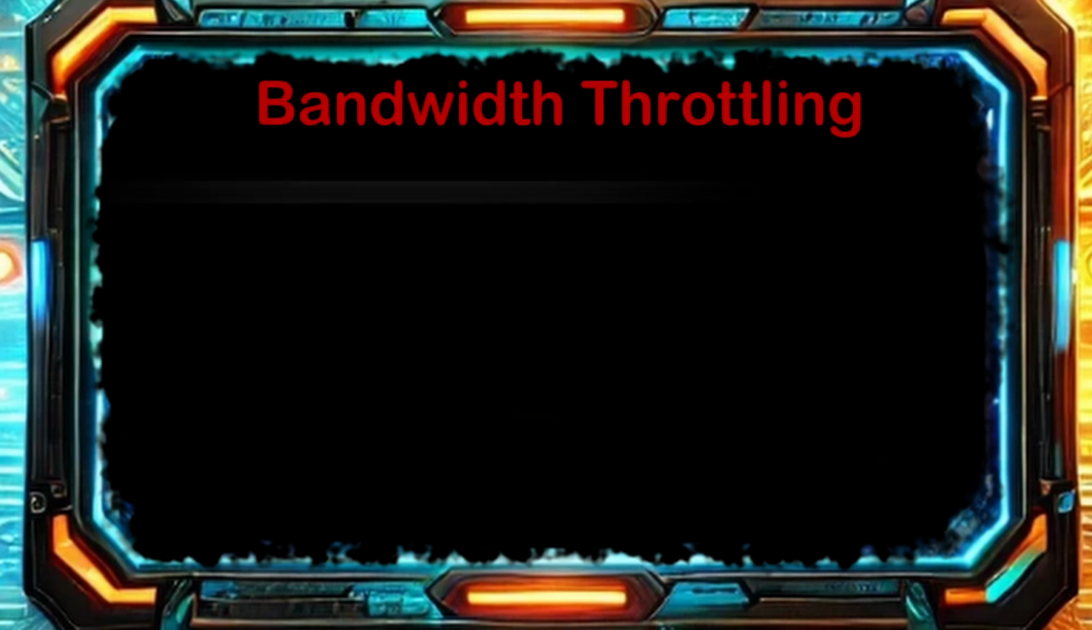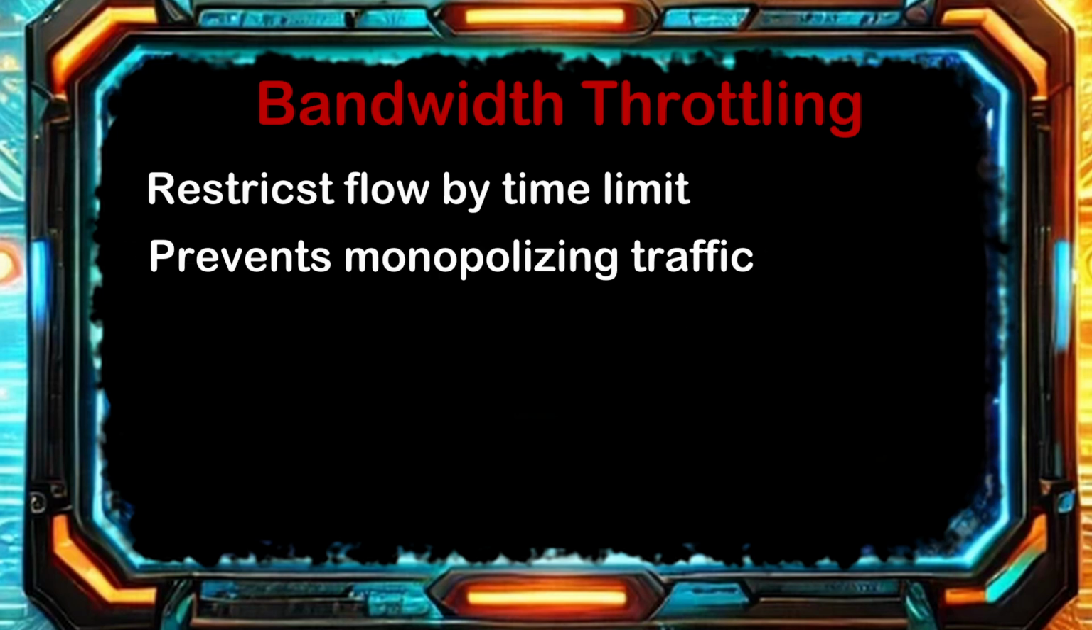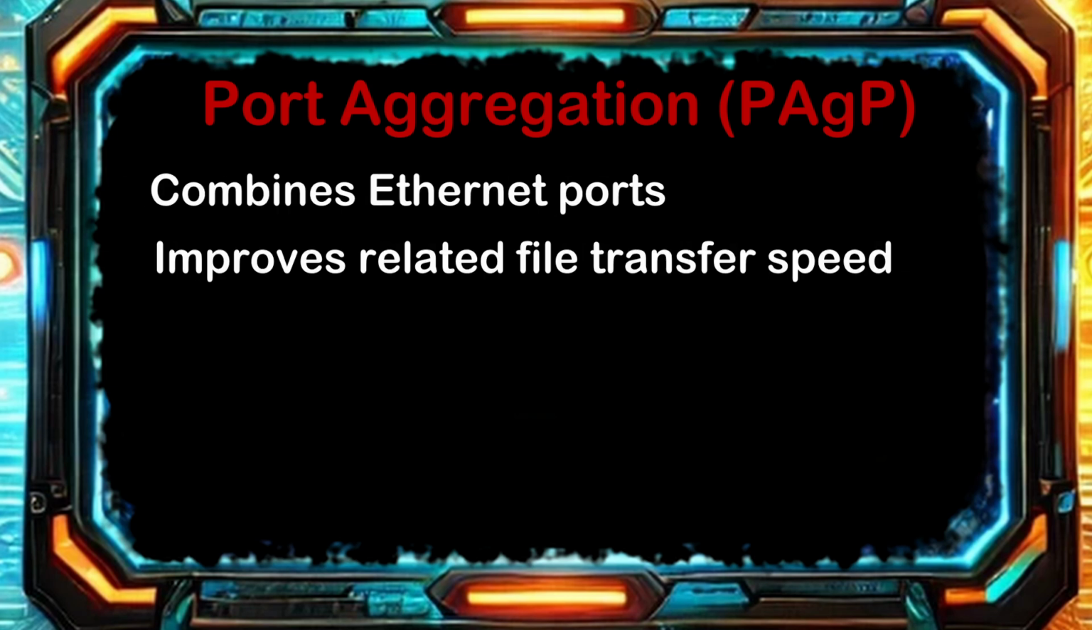You can also use a mechanism called bandwidth throttling. Throttling restricts the amount of a certain data type that can be sent during a specific time period. For example, you might limit the amount of data that a single customer could download from an FTP server to ensure that one user doesn't monopolize the server traffic. And there's also port aggregation, or PAgP. Port aggregation is a Cisco protocol that lets you combine Ethernet ports to improve the speed of aggregated or related file transfers. And that's it for this lesson.